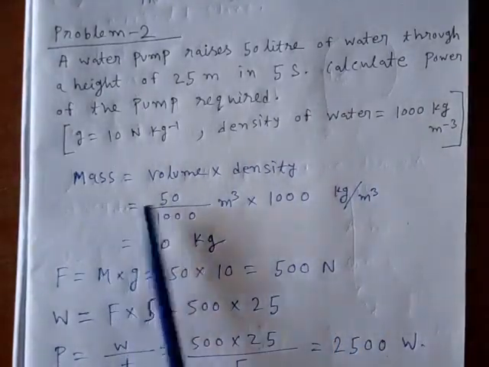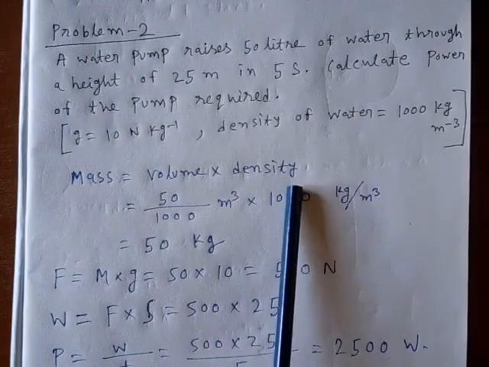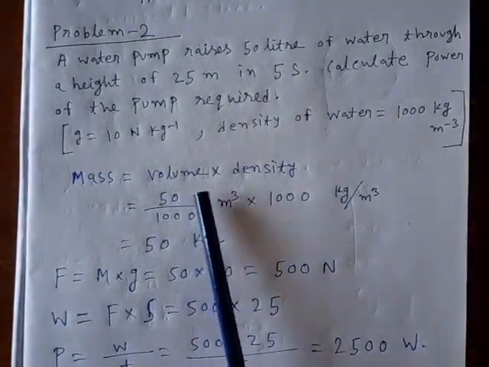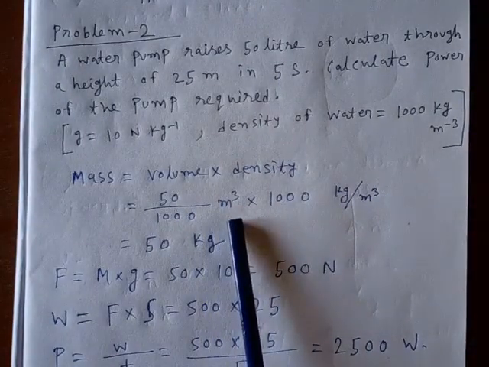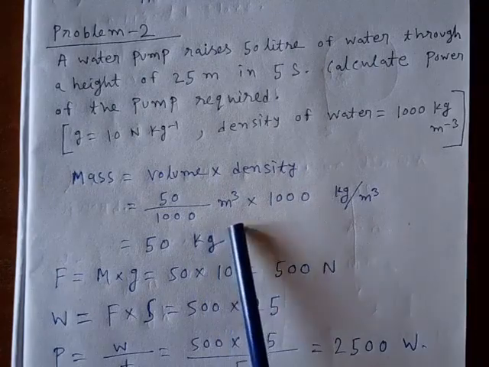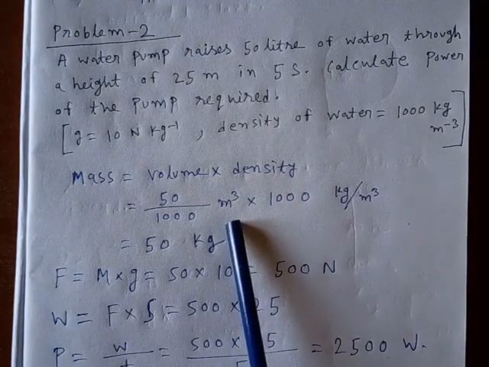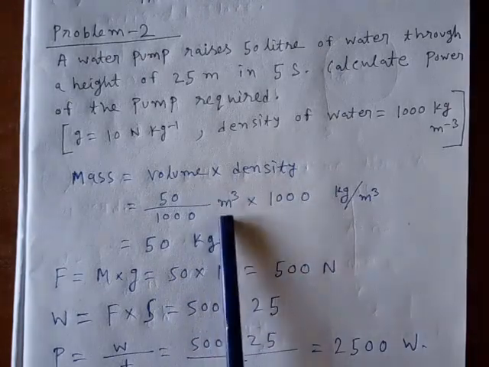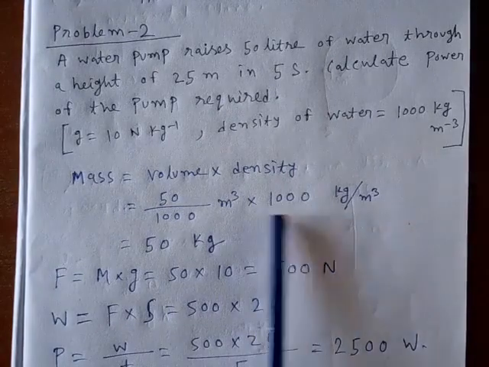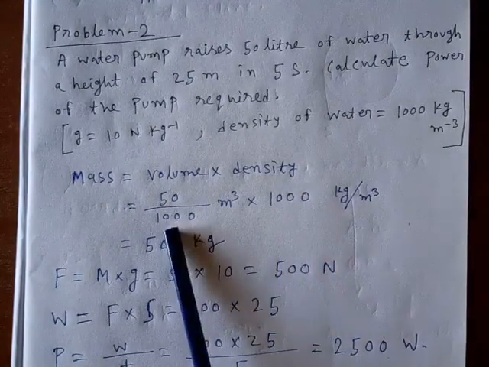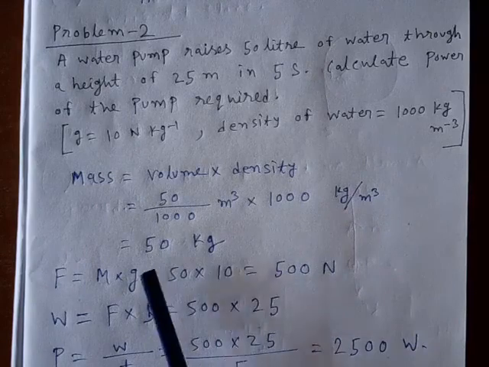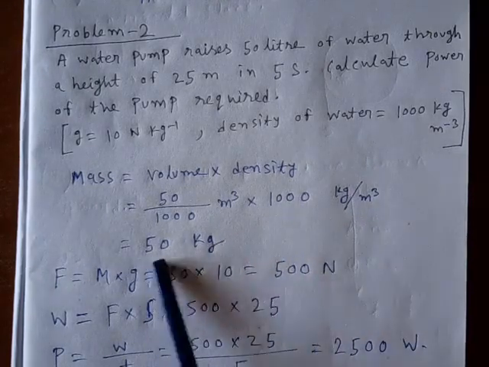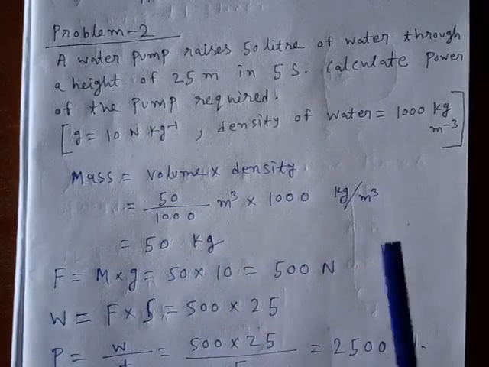Now mass is given by volume multiplied by density. So volume is given as 50 liter. I have converted it into meter cube, because in SI unit the unit of volume is meter cube. So 50 divided by 1000 meter cube is the volume, and density of water in SI system is 1000. So 1000 gets cancelled, and the mass of the water which is raised by the pump is 50 kg in 5 seconds.